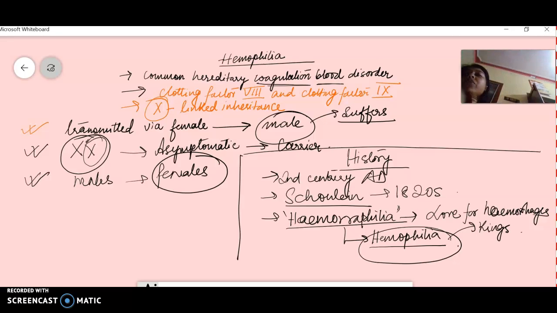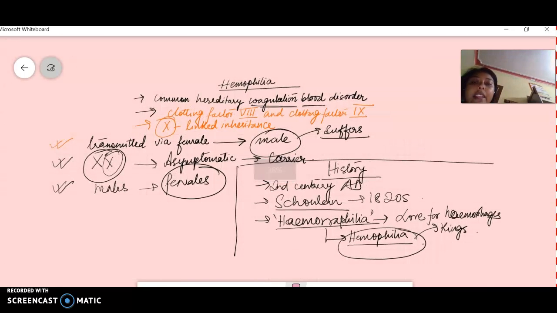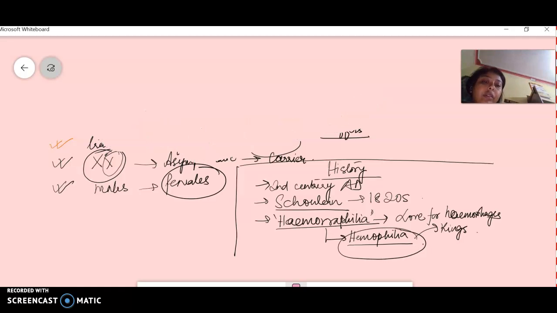So next we will move on to the inheritance pattern of hemophilia. So when we move on to the inheritance pattern of hemophilia, let's first clear out the board.